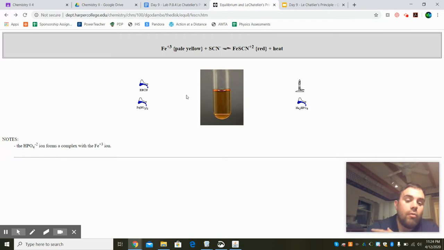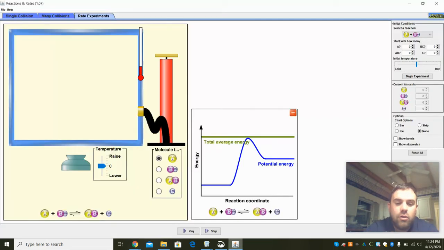And so here's how we're going to do it. I've got a simulation right here, which runs old school JavaScript. Woo! So now, what we're going to look at is this reaction here, where A reacts with BC in a reversible reaction to form AB plus C.